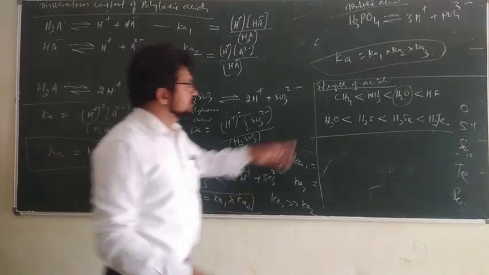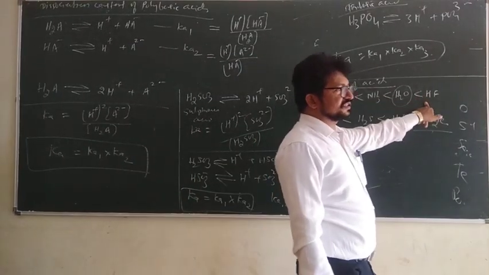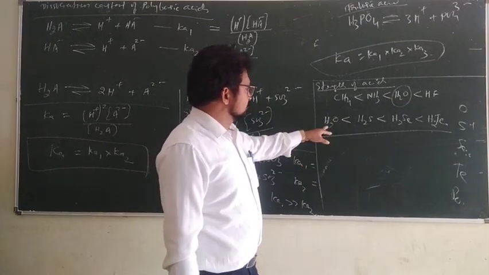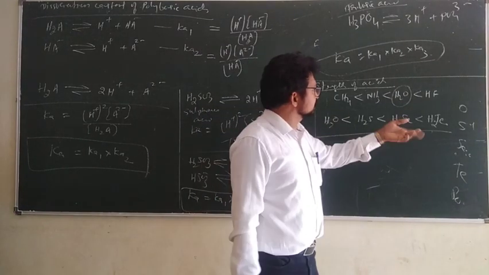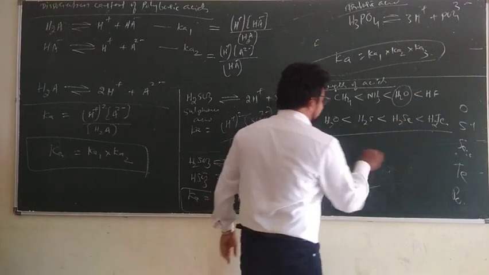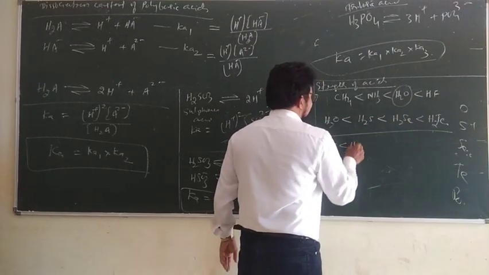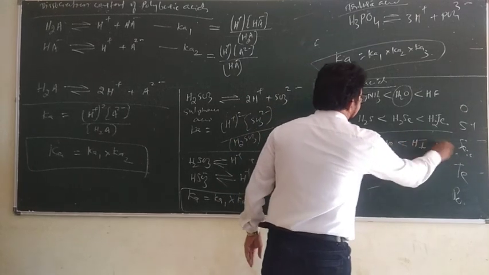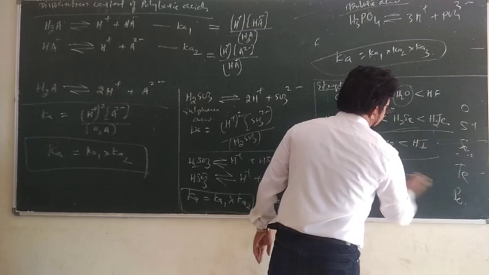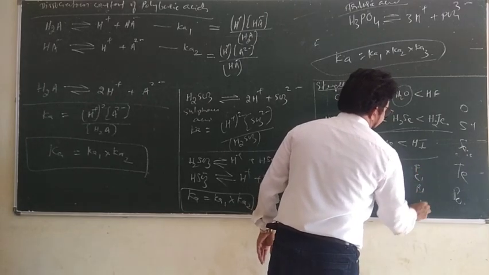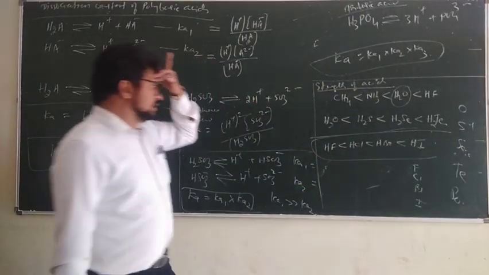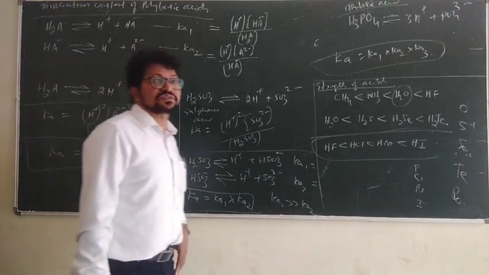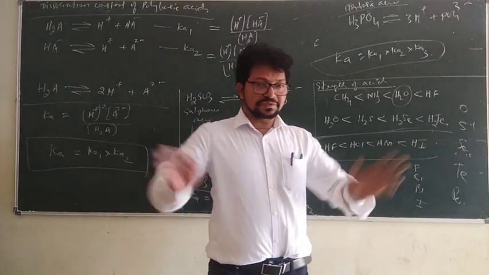So along the period, HF is the strongest acid. They are all weak acids, remember. Water is weakest, but down a group, we can take another one: HF less than HCl, less than HBr, less than HI. Same thing, no? Because what is the group? Chlorine, bromine, iodine. So this is how strength of the acids also can be predicted. Please note all these things.